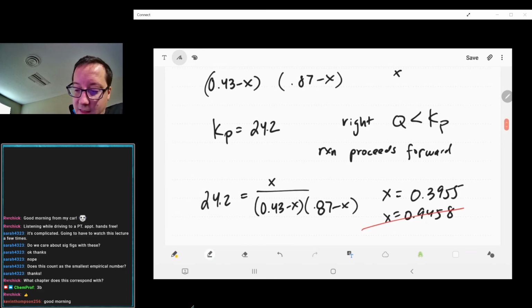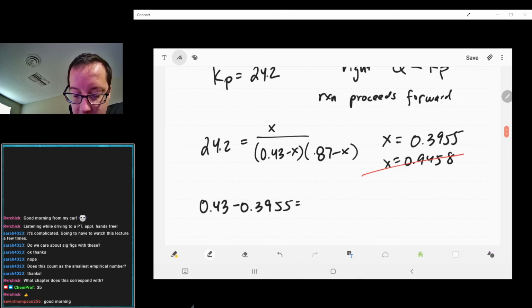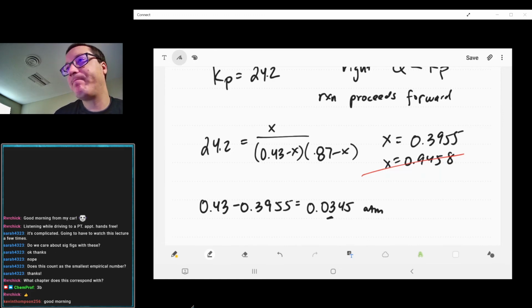So we're going to find that x is 0.3955. So the pressure for the first one, for the PCl3, would be 0.43 minus this guy, which is going to be 0.0345, I hope. It's atmospheres. With sig figs, I guess we're just going to really end there, but we'll just keep it for now.